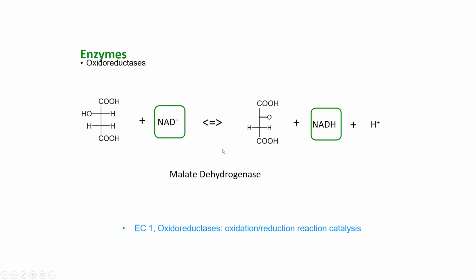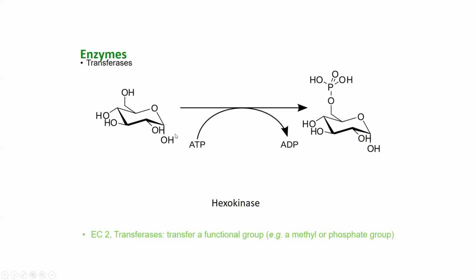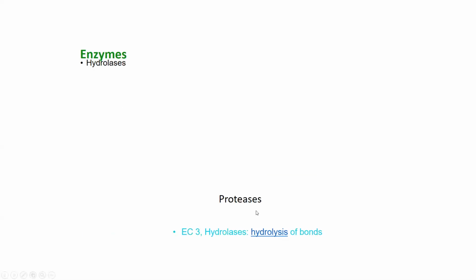They perform oxidation. So this one has a positive charge. It gained an electron. It became neutral. Transferases, like a hexokinase, added a phosphate group. You see, it added a phosphate group. So it transfers a functional group like a phosphate group.